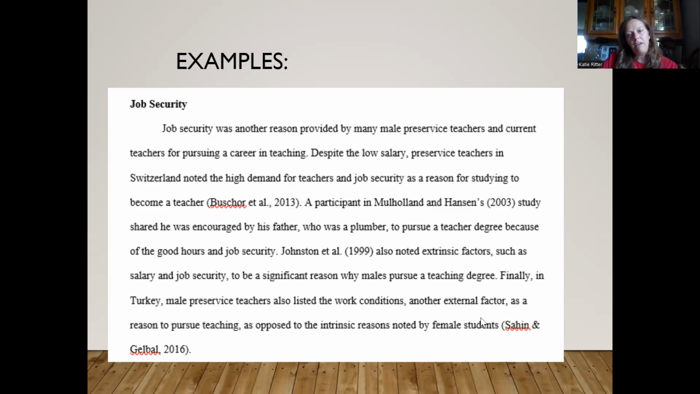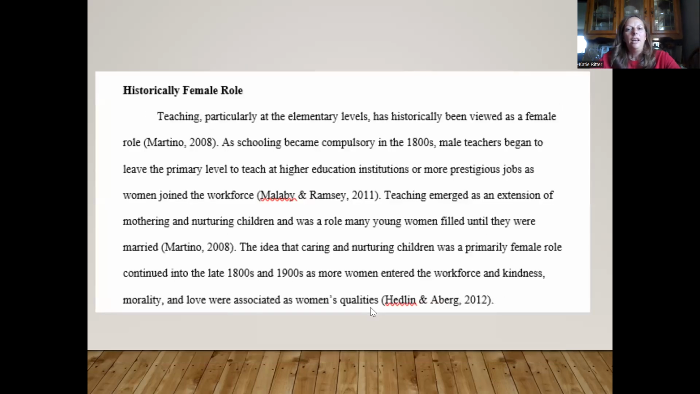At the end of this paragraph, you can see that it says Sanheim and Gelball. You use the ampersand if there are 2 authors for a study. So these are some different examples of how to do in-text citations. Here are a couple of other citations. Martino, 2008. That was just one researcher for this study. Malaby and Ramsey. There were 2 researchers in that study. So we have the Malaby, the ampersand, and Ramsey, 2011.